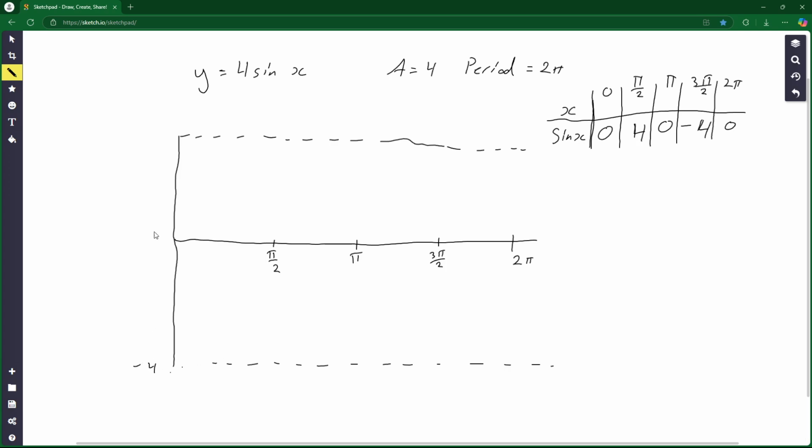So -4, +4, 0. We are starting at 0. So first we're going to go up, then down, intercepting at pi, and then down, hitting 4 at 3 pi over 2, and then going up and stopping at 2. That is one full period.